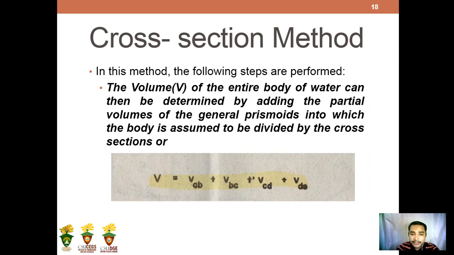And to determine the volume of the entire body of water, it can be determined by adding all the partial volumes of the general prismoids into which the body is assumed to be divided by the cross sections. So to get the overall volume, just add all the partial volumes. Like for example, volume for ranges A and B, volume for range line B and C, volume for range line C and D, and volume for range line D and E. So you can have now the total volume.